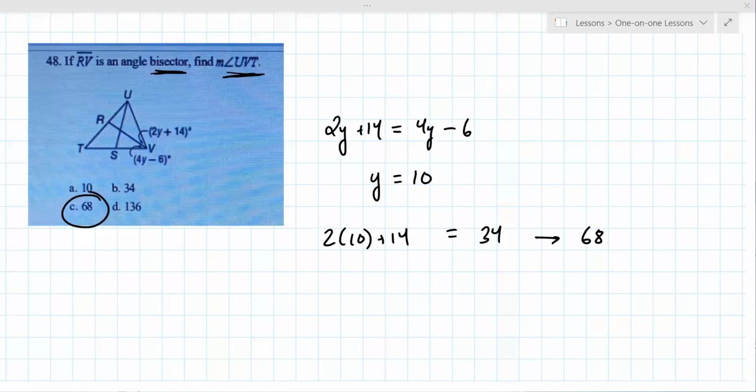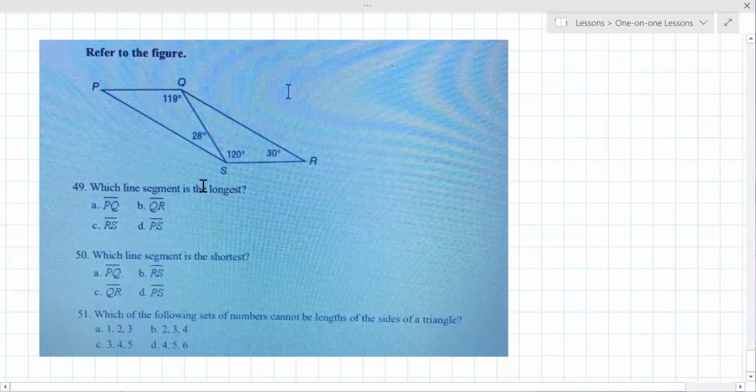These are a bunch of questions based on the figure. Okay, which line segment is the longest? There's a few.